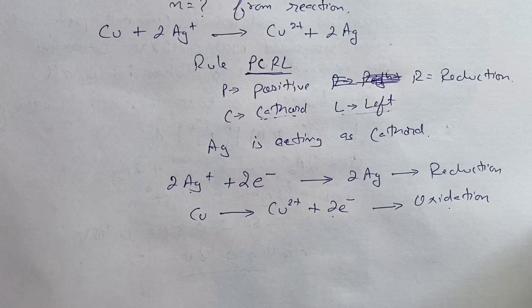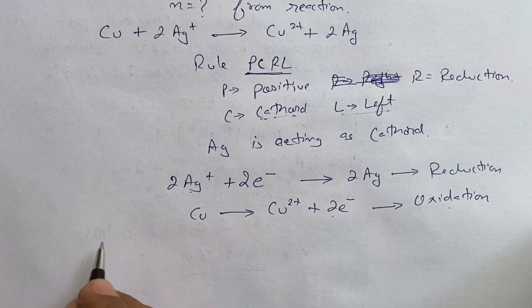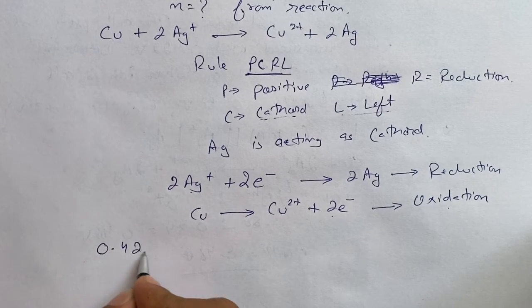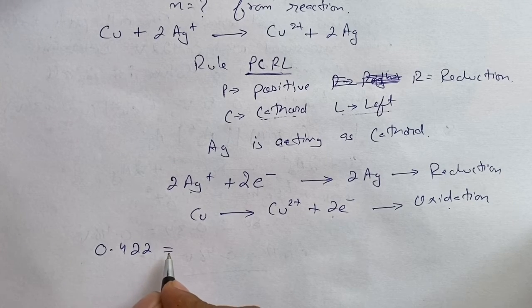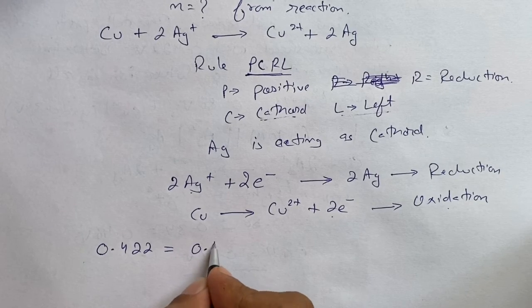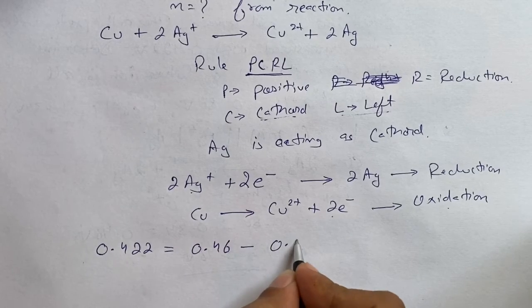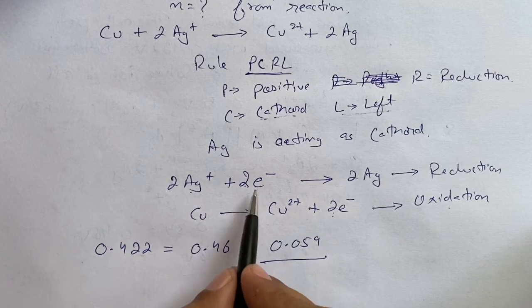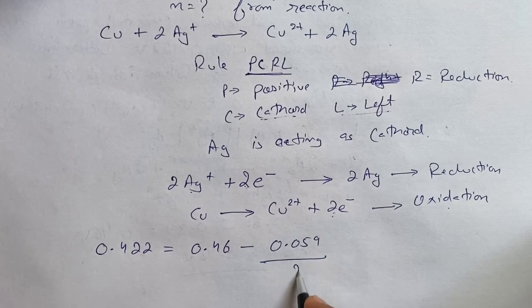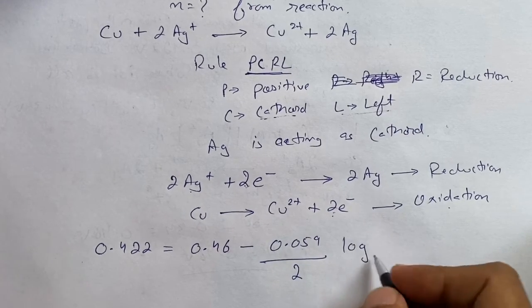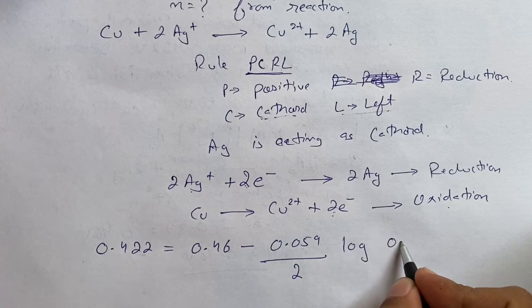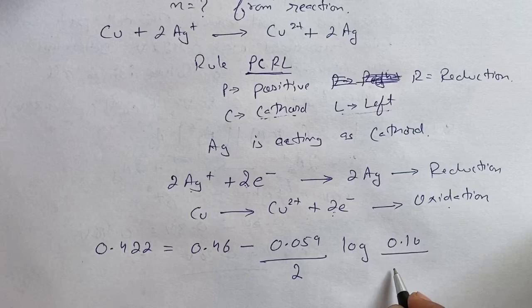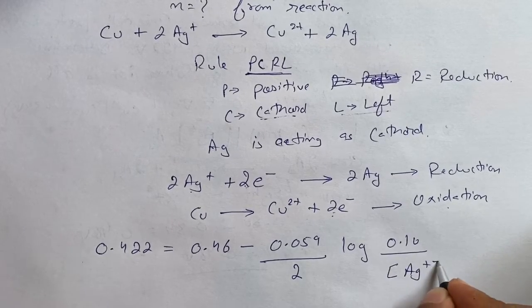Students, now put all the values in the equation. The value of E cell is given to us, that is 0.422, equals E naught cell we have calculated, 0.46, minus 0.059 divided by n. The value of n comes out to be 2, as 2 electrons are present. Log of concentration of copper is given to us, 0.10. The concentration of silver we have to find.